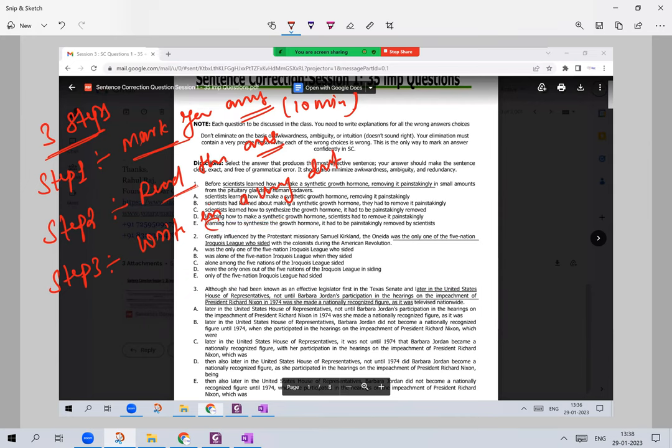So option number E is wrong because it's a modifier problem. The subject is not proper for the first modifier. So write in a very detailed way why each of the individual answers is wrong. Don't simply write "subject verb agreement error, so option number A is wrong." If you do all these things, I'm not responsible.